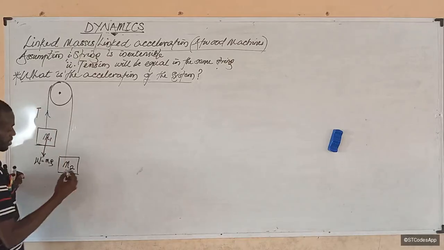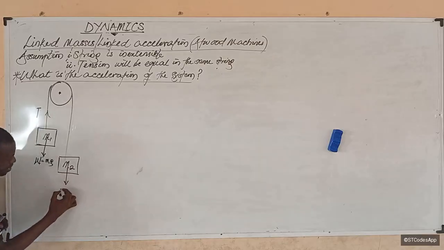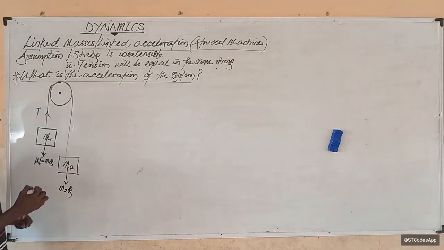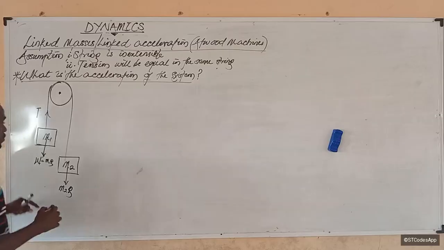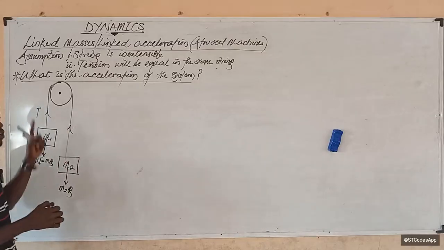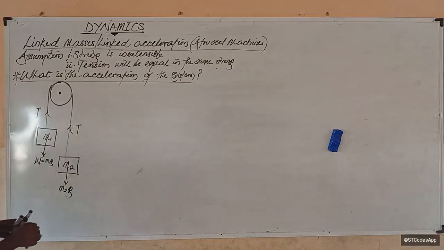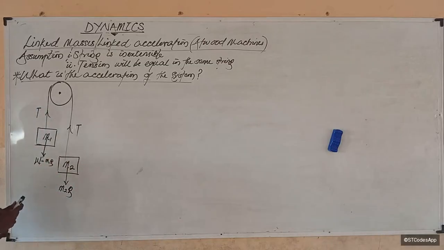Now, how about in this case, for this guy, there's a weight 2. Weight 2 here is M2G. Is that clear? M2G, the weight of this body. Then there's the same force acting upward here, which is what? Still tension. Is it clear? All right. Now we can now analyze.